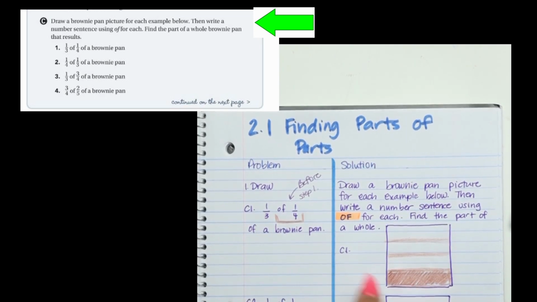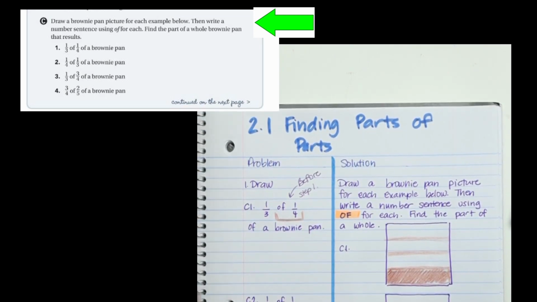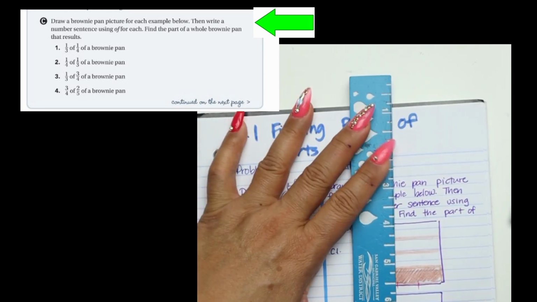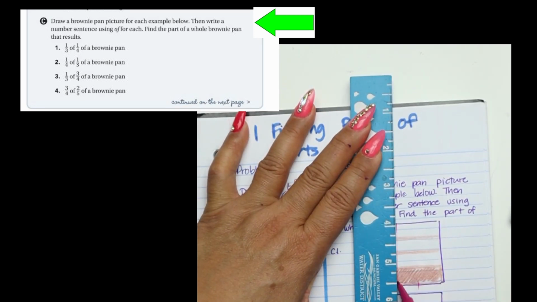What's 1/3 of that little piece? I'm going to divide it into thirds. So 1, 2, 3. And I'm going to divide the whole thing because I have to divide it in equal parts.